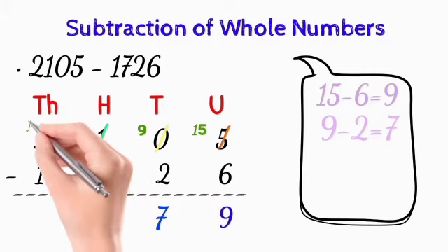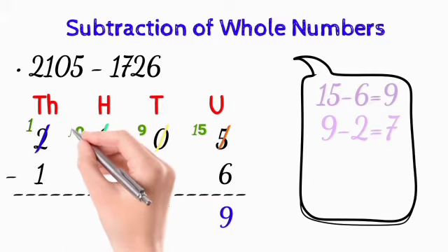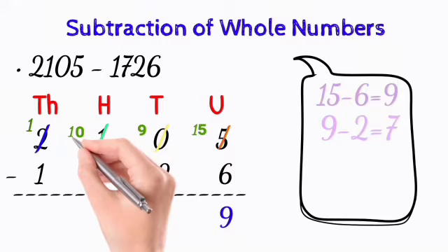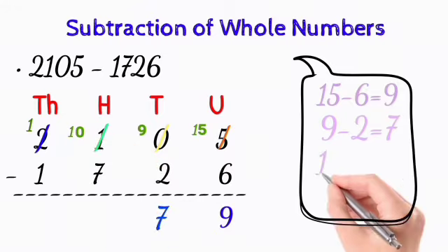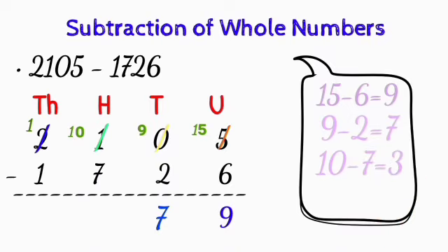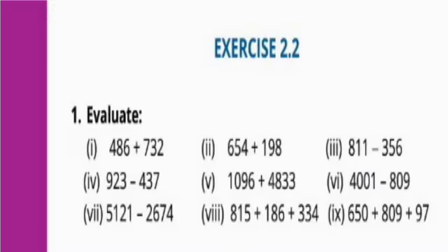Now in hundreds, again we can't minus 7 from 0. So we take 1000 borrow from thousand place digit. Here 1 is left and 1000 becomes 10 hundreds in hundred place digit. So 10 minus 7 is 3. Write 3 in hundred place digit. Now 1 minus 1 is 0. Hence 2105 minus 1726 is 379.